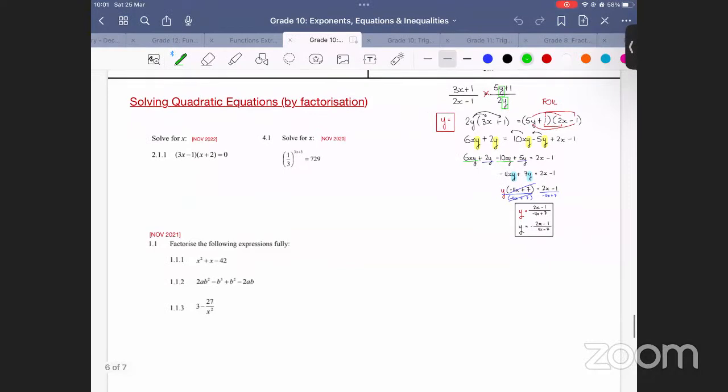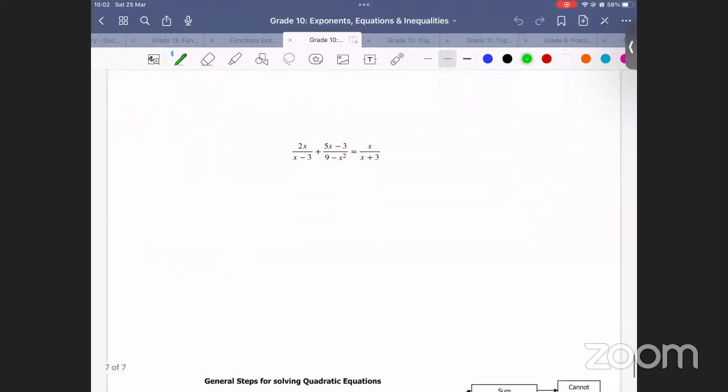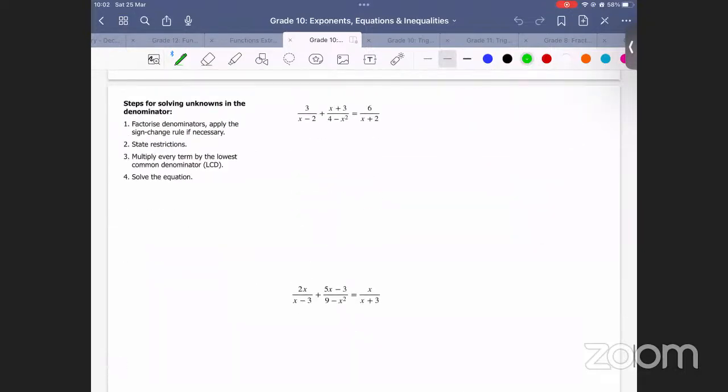Okay, so assalamu alaikum and good morning, guys. Welcome back to Grade 10 Maths by Inspired Teens, where in today's lesson we are going to be continuing and hopefully finishing the section on exponents, inequalities, and equations. We just have solving quadratic equations by factorization, as well as solving unknowns in the denominator.